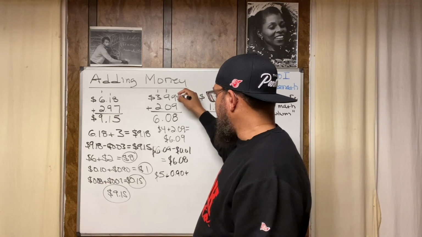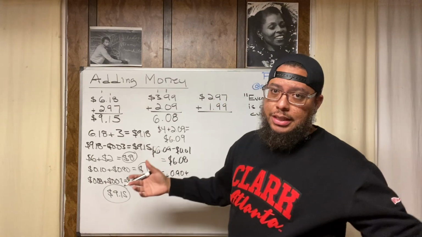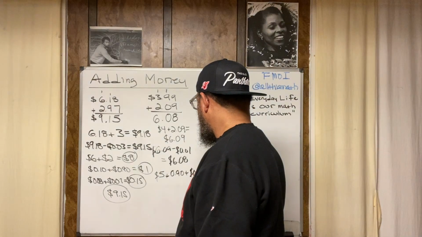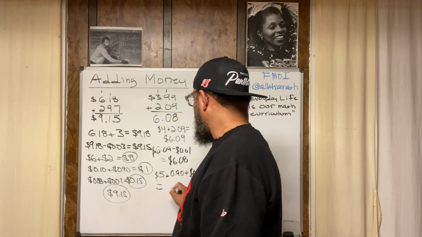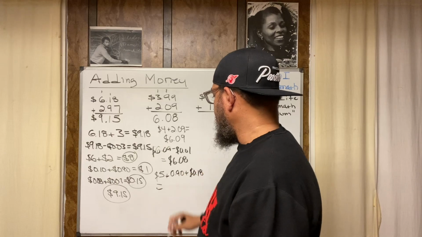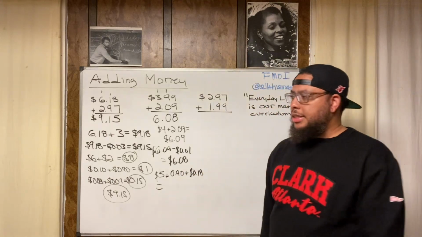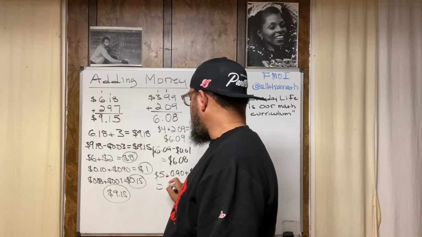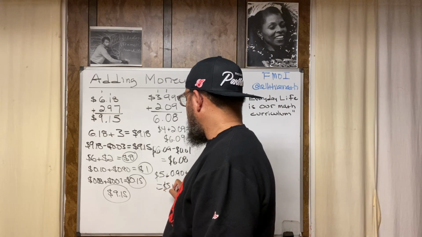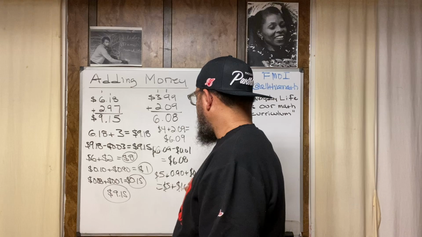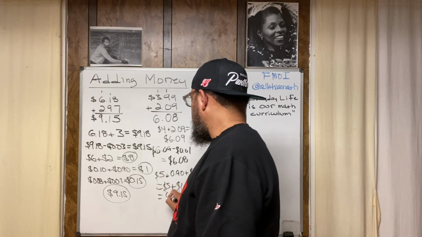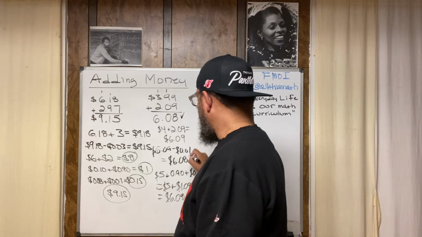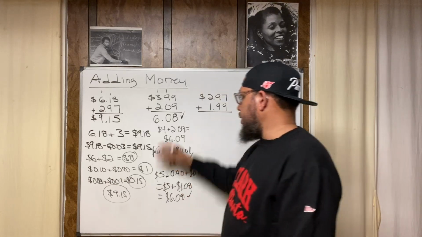And then we got 9 cents and 9 cents. 9 cents plus 9 cents is 18 cents. So that's going to be $5 plus 90 cents plus 18 cents. 90 cents plus 18 cents, that's $1.08. So that's $5 plus $1.08 equals $6.08, which is what we got right here, and right here, and right here. All right, we just knocked out 2 examples.